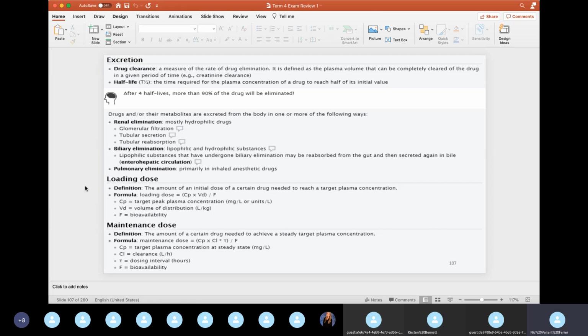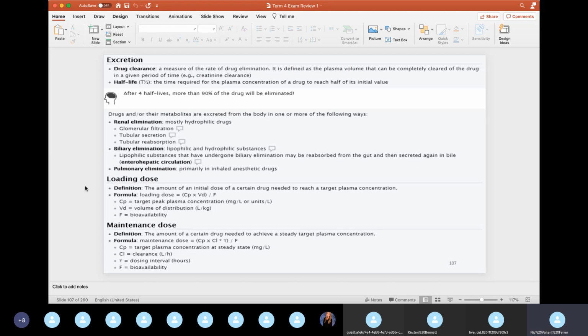Excellent. So think about clinically. Think about a patient that has renal failure, chronic renal failure. What happens to the loading dose? Does it stay the same? Or do you increase or do you decrease the dose? Think about it. Careful. Loading dose stays the same.